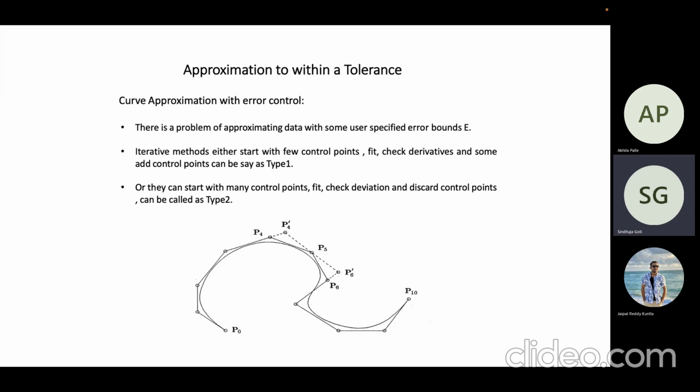The first one is curve approximation with error control. There is a problem of approximating data with some user-specified error bound E. Iterative methods either start with few control points, fit, check deviation, and add control points, which can be called type 1, or they can start with many control points, fit, check deviation, and discard control points, which can be called type 2. Here we can see the picture, which has error points.